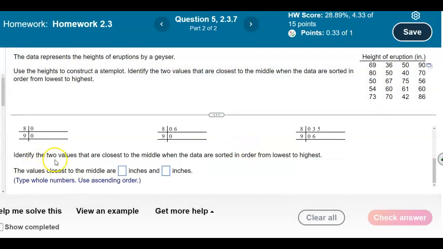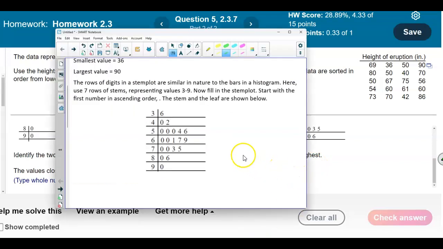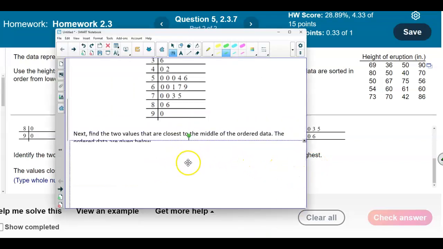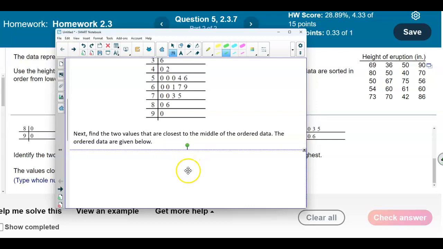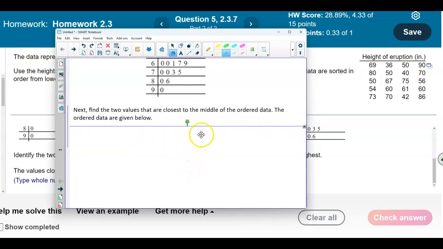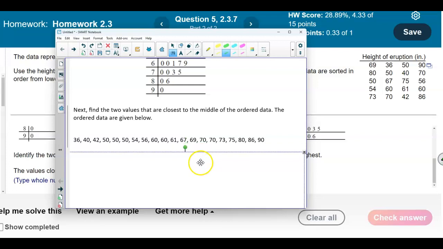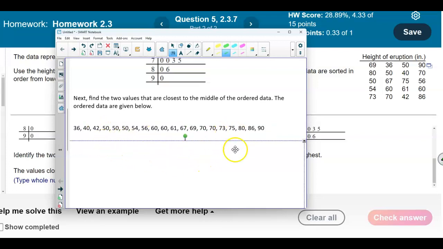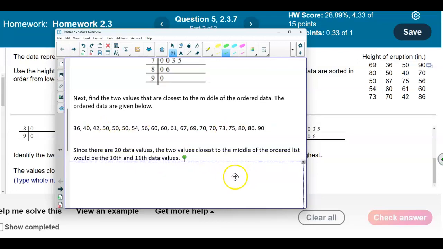Now it says identify the two values that are closest to the middle when the data are sorted in order from lowest to highest. So let's take a look at that here. We want to find the two values that are closest. The ordered data are given below, in ascending order, from 36 to 90. Since there are 20 data values, the two values closest to the middle of the ordered list would be the 10th and 11th values.